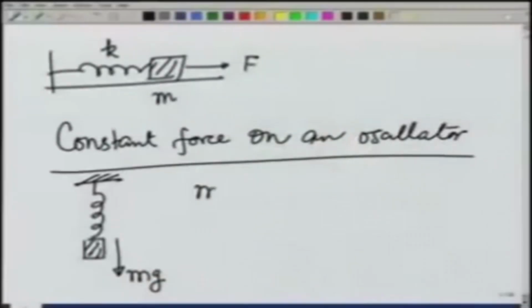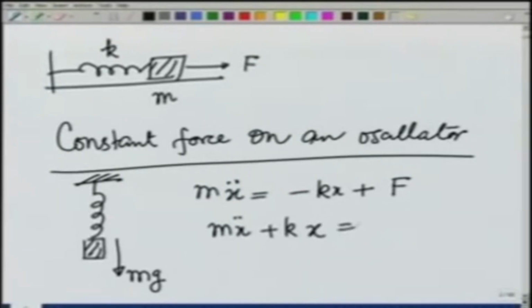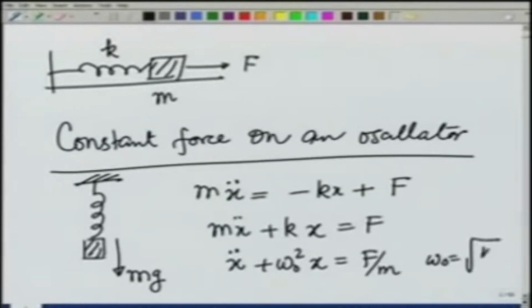To see it mathematically, let us write the equations of motion. m x double dot in this case is going to be equal to minus k x plus whatever constant force I have applied, and therefore m x double dot plus k x is equal to f. Dividing by m, I can write this as x double dot plus omega 0 square x equals f over m, where omega 0 is square root of k over m.